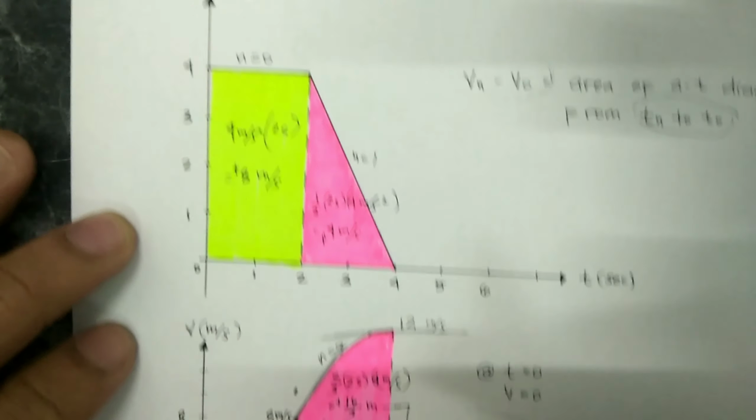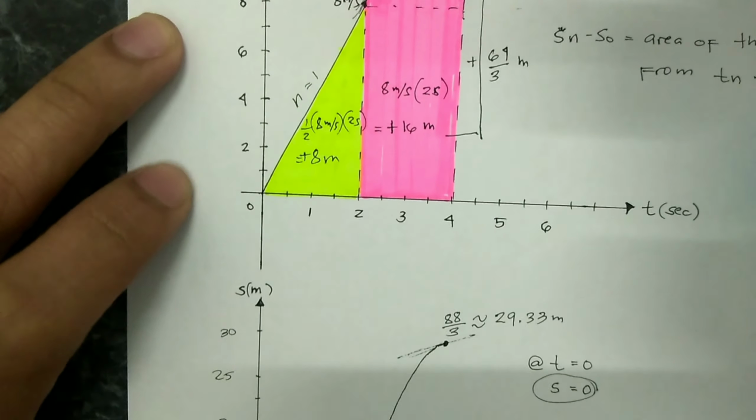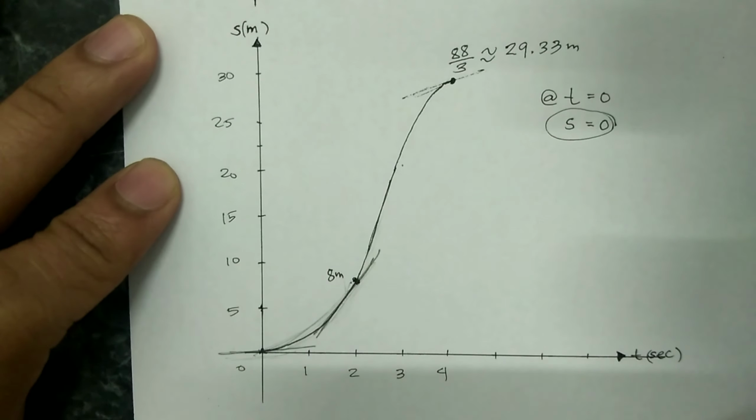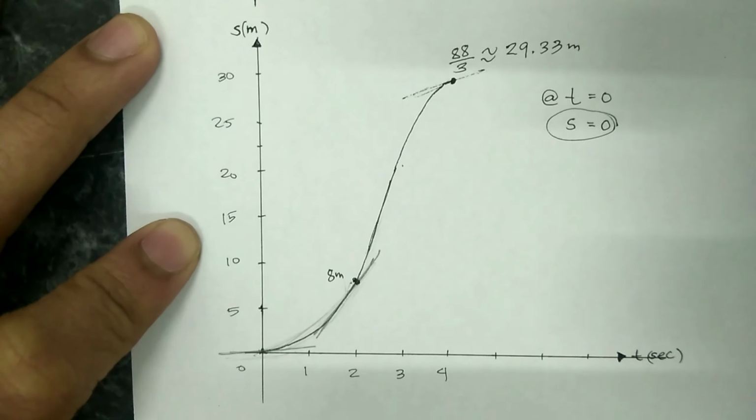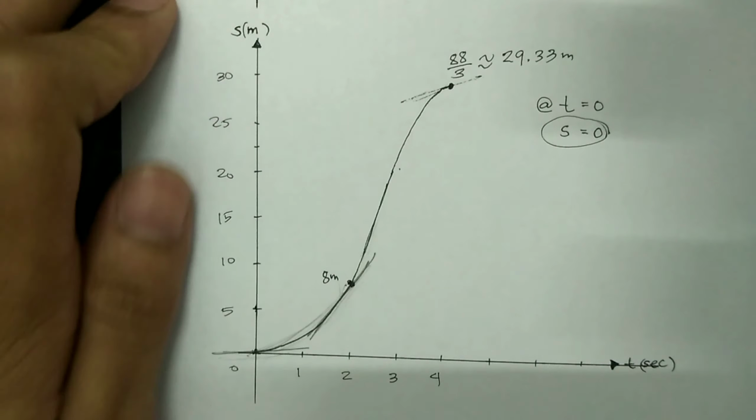So from our acceleration time graph, we have now your velocity time graph and your position time graph. That is how you use the area moment method to find the motion diagrams of the kinematics of an object.